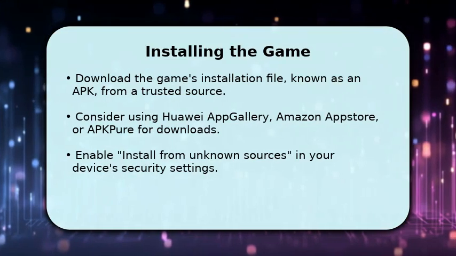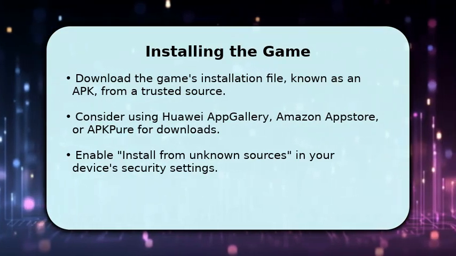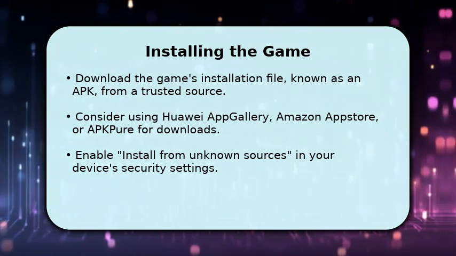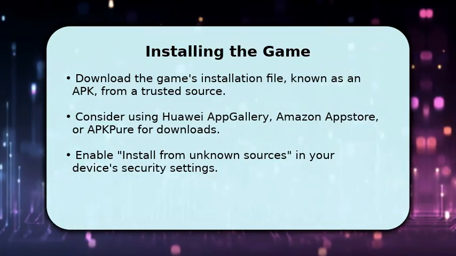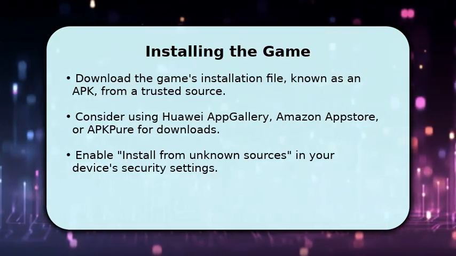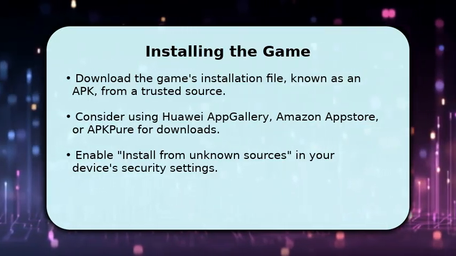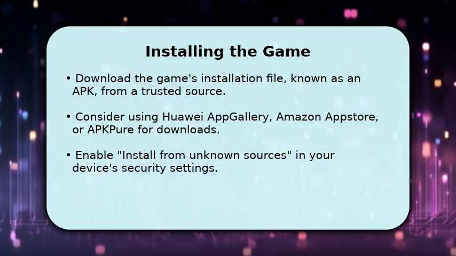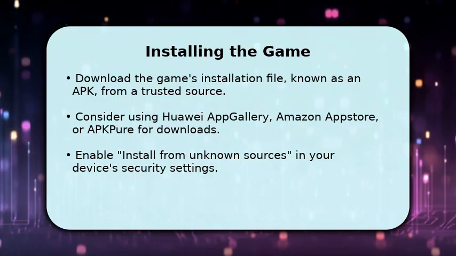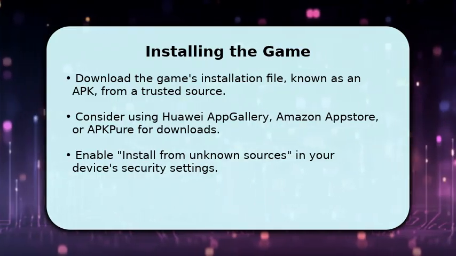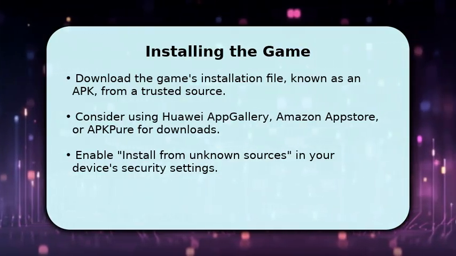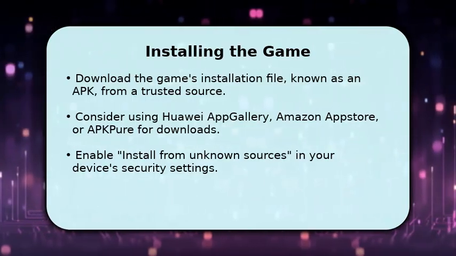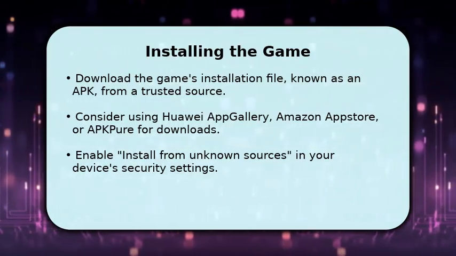To get started, you'll need to download the Clash of Clans APK file. We recommend using well-known and trusted platforms like the Huawei App Gallery, Amazon App Store, or APK Pure to ensure security. Before installation, navigate to your phone's security settings and enable the option to install from unknown sources. This allows your device to install applications not directly from the Google Play Store. Remember to disable this setting afterward for enhanced security.